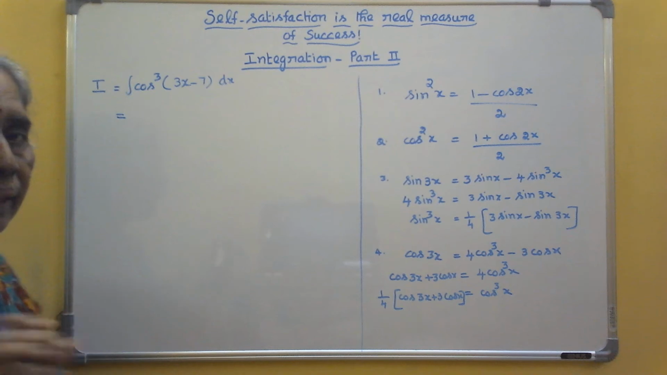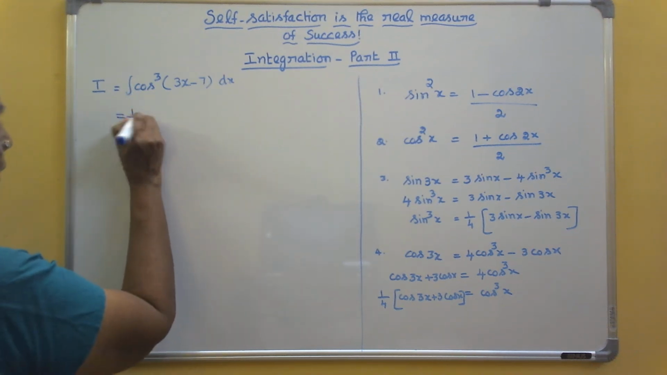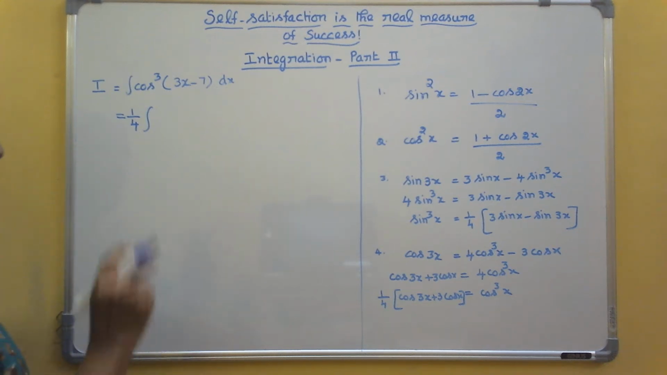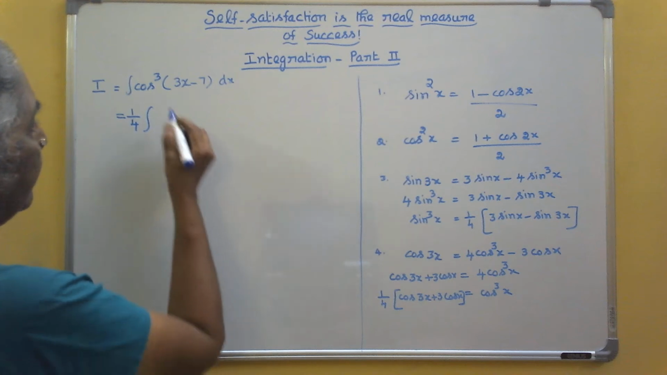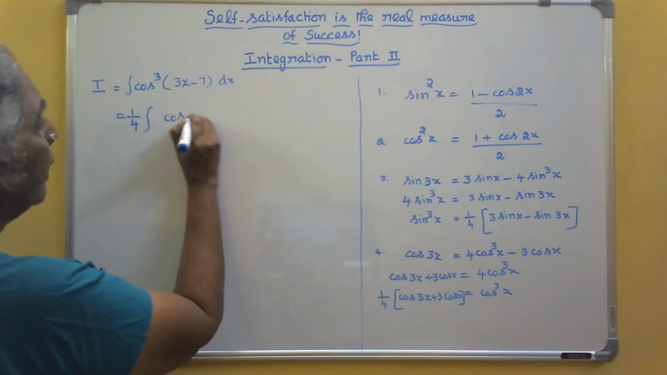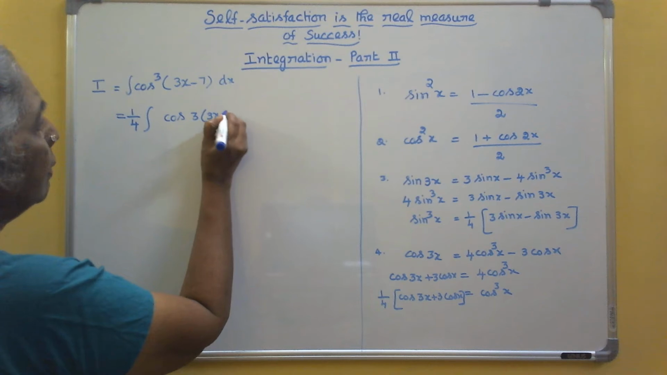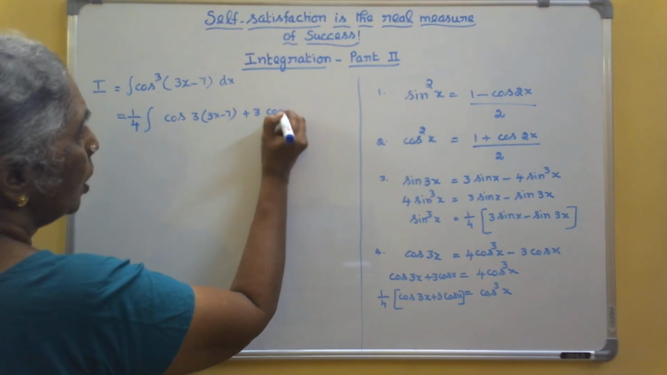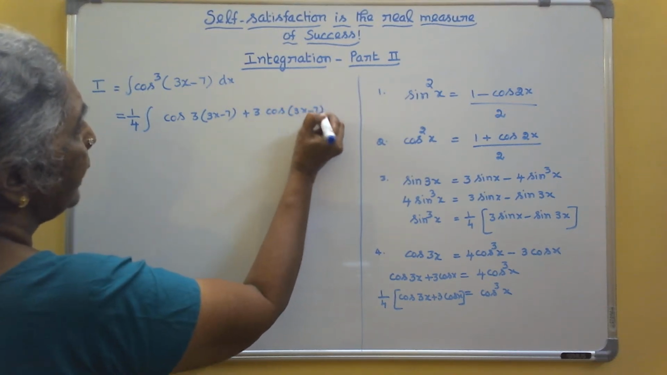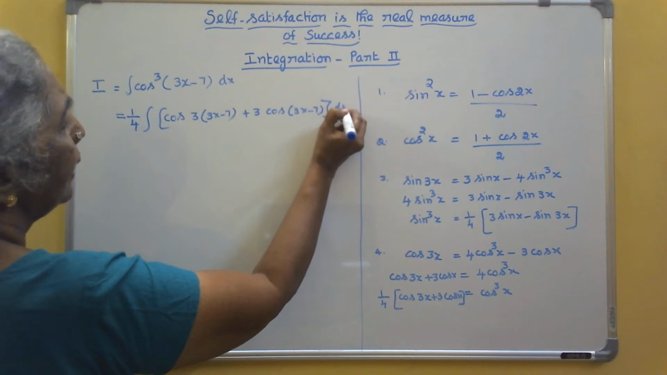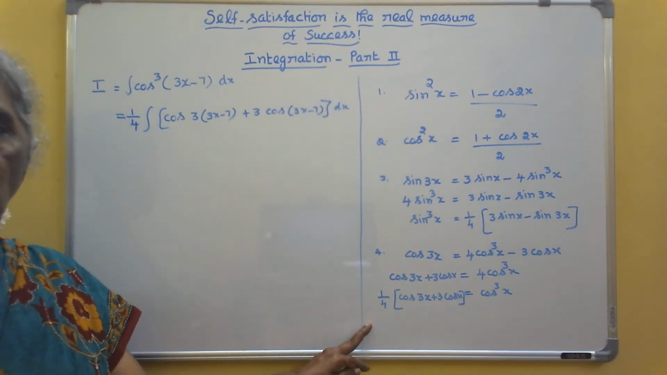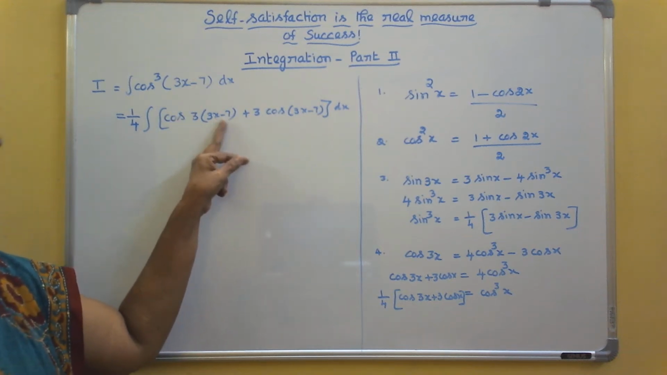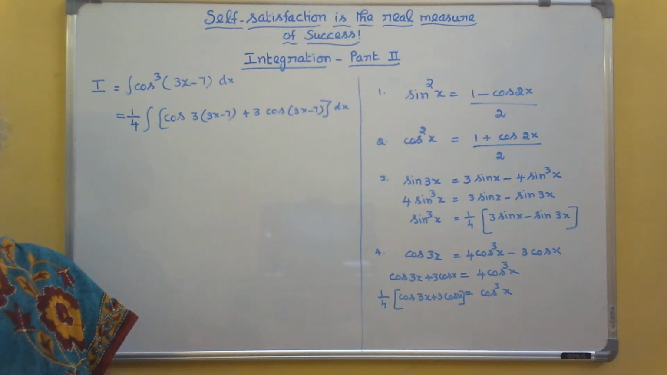In the place of x, I have 3x minus 7. So, first I will write 1 by 4. Then I will write the bracket. I will put a bracket. So that is the integral sign. Then I will write now integral cos 3 into 3x minus 7, okay, plus 3 cos 3x minus 7, put a bracket and dx. We have made use of this formula, right? 1 by 4 out, cos 3 times 3x minus 7 plus 3 cos 3x minus 7 dx.